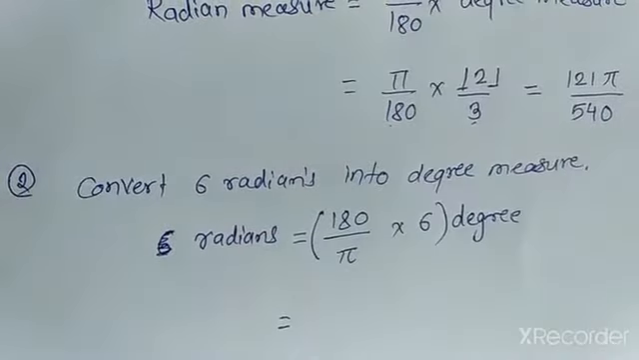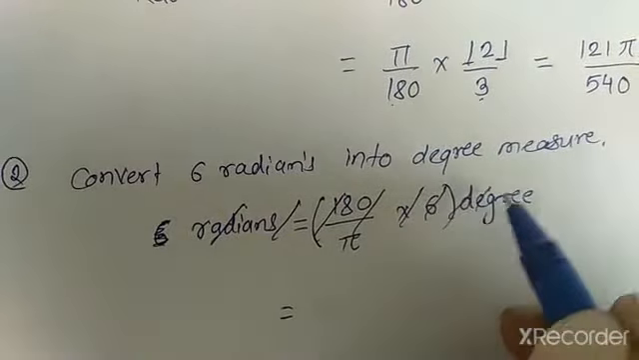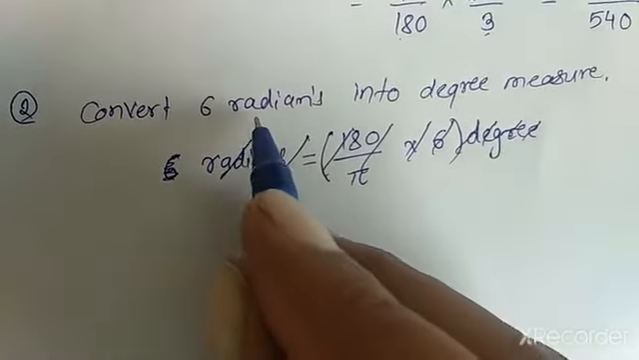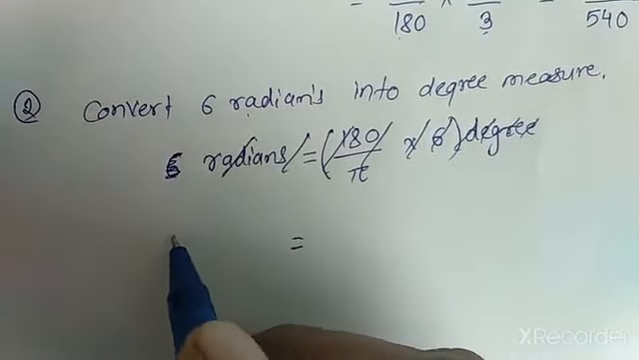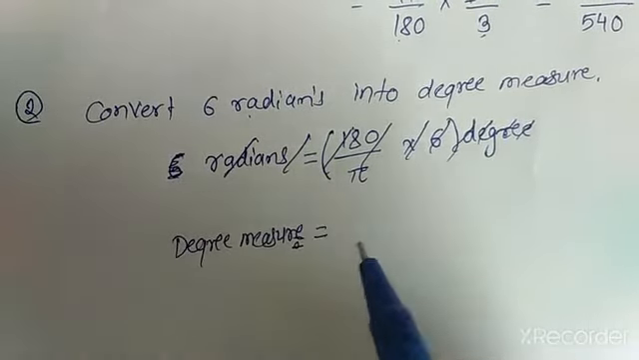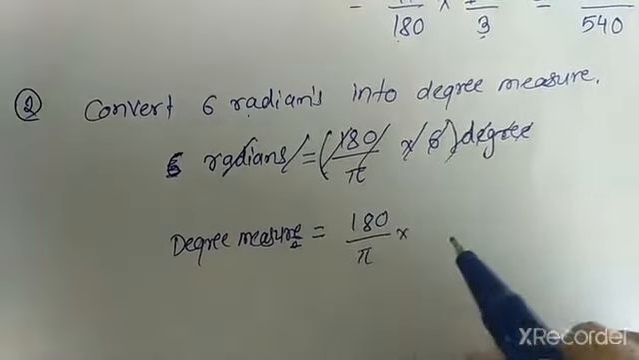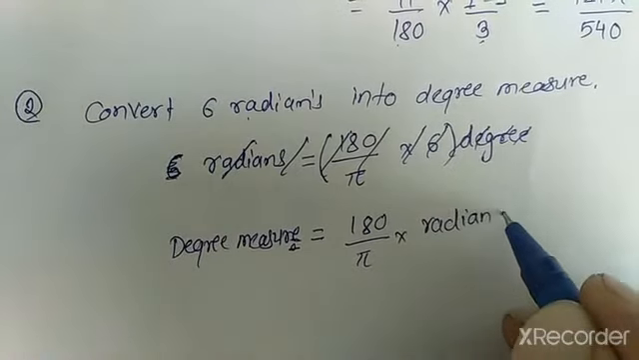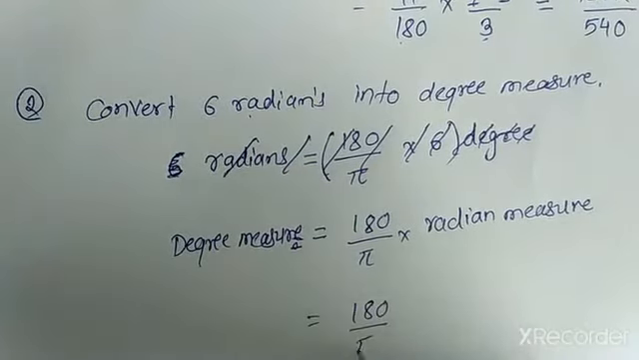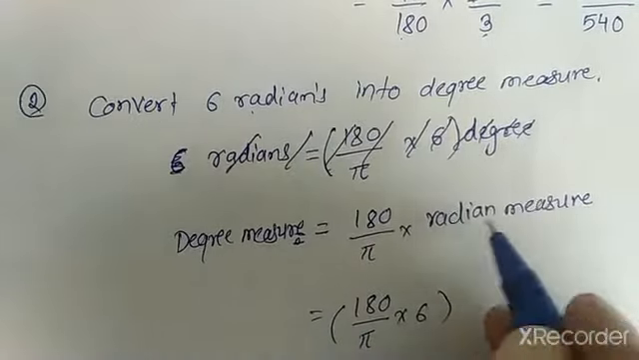Sorry, we write the formula first. We don't write directly because it may confuse you. We have the formula for conversion of radian into degree. Degree measure is equal to 180 upon pi into radian measure. So it can be written as 180 upon pi into 6, which is the radian measure.